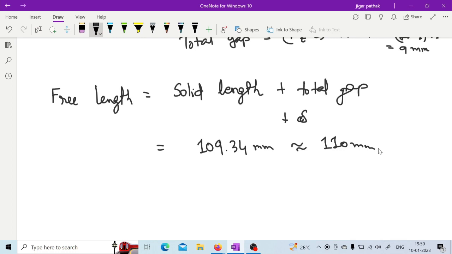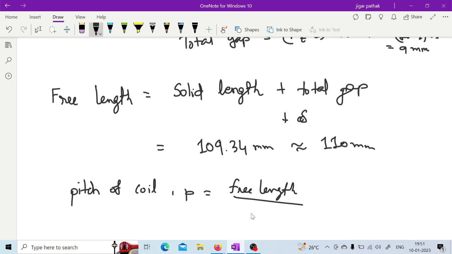One more thing they have asked is pitch of coil. So pitch of coil also we have seen, right? How can you calculate pitch of coil? Your free length divided by N_t minus 1. Remember, this also we have discussed. So you can consider this actual length what you have received here, right? So this is 109.34 divided by 10 minus 1, that is 9. 12.2. Anyone else?